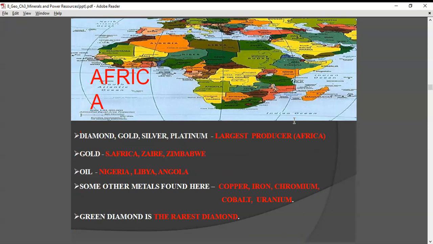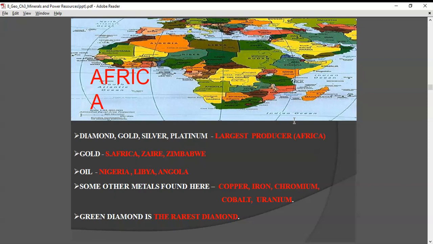Coming to Africa, we see that diamond, gold, silver, platinum, the largest producer is Africa. Gold: South Africa, Zaire, and Zimbabwe. Oil: Nigeria, Libya, and Angola. Metals found in different parts of Africa are copper, iron, chromium, cobalt, and uranium. And green diamond, which is one of the rarest diamonds, is also found only in Africa. So plenty of those precious metals which we spoke about are found in Africa.